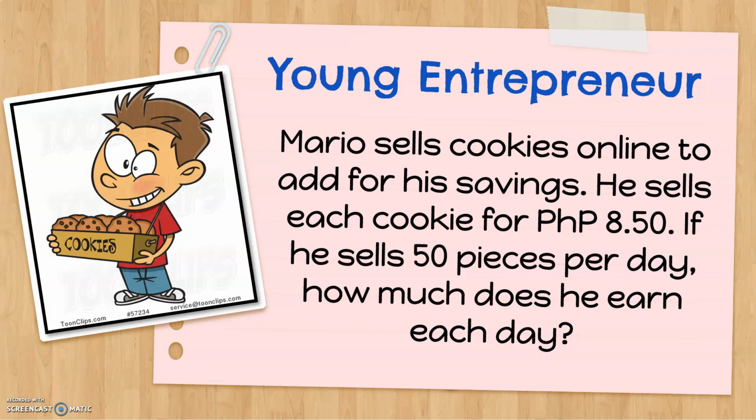Let us first analyze the problem for us to be able to solve it. In here, we are asked to find how much he earns each day if he sells 50 pieces per day. It is given in the problem that each cookie is worth 8 pesos and 50 centavos. Then it is also given that he sells 50 pieces per day. The word each here means that the operation that we will use to solve the problem is multiplication. But what will we multiply? We will multiply the price of each cookie to the total number of cookies he is able to sell each day. So are you ready?